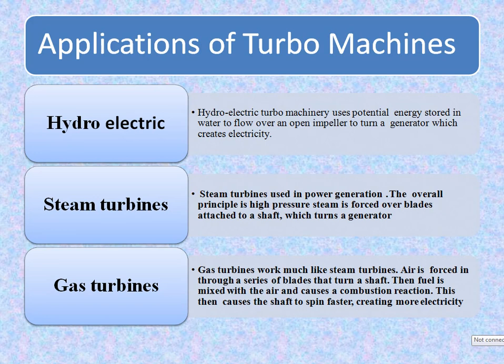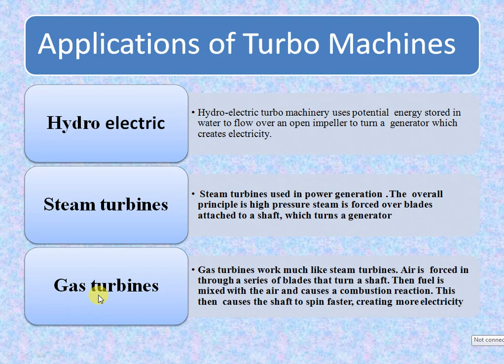So a hydroelectric turbine or turbo machinery uses potential energy stored in water to flow over an open impeller to turn a generator, which creates electricity. Steam turbine: in a steam turbine, used in power generation, the overall principle is high pressure steam is forced over a blade attached to the shaft, which turns a generator.